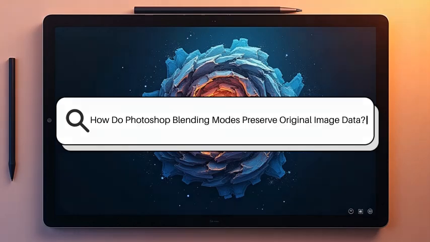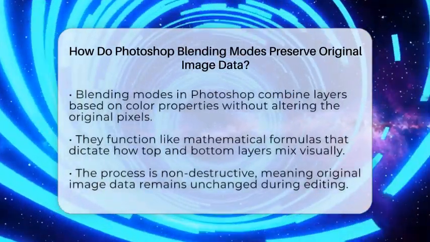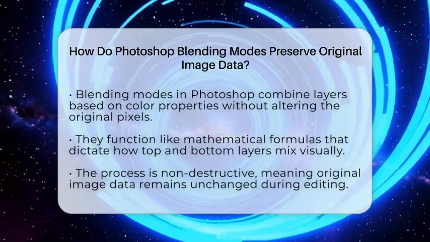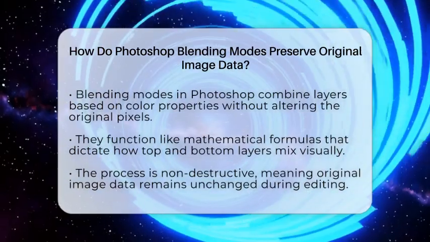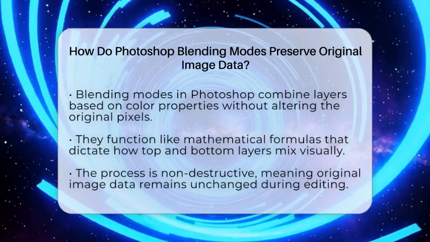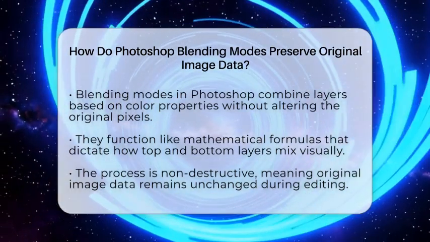How do Photoshop blending modes preserve original image data? Imagine you're mixing paints on a palette. You want to create new colors without losing the original shades. That's similar to how blending modes work in Photoshop. They combine layers based on color properties but keep the original data safe.